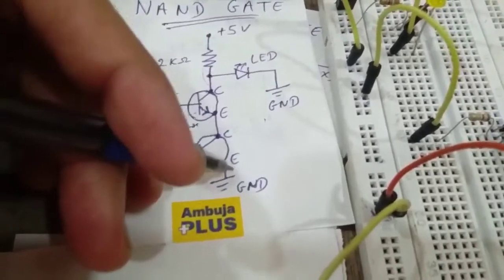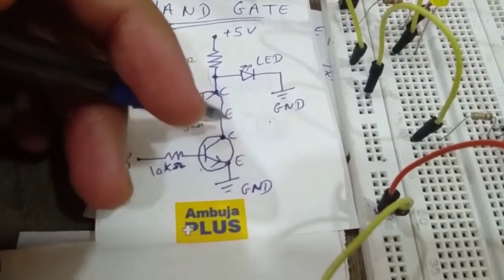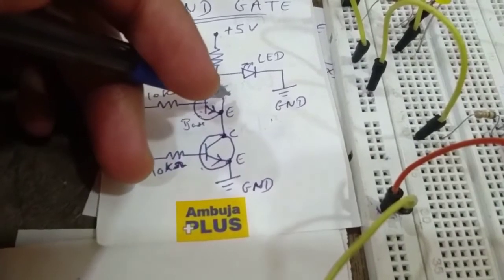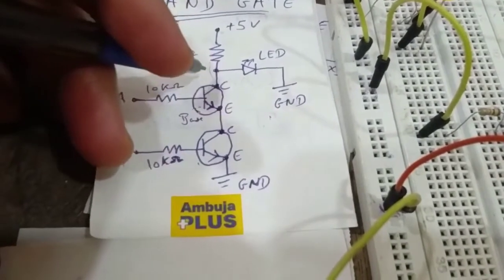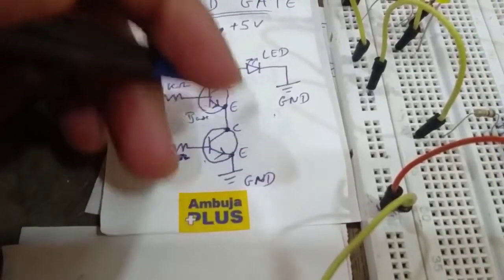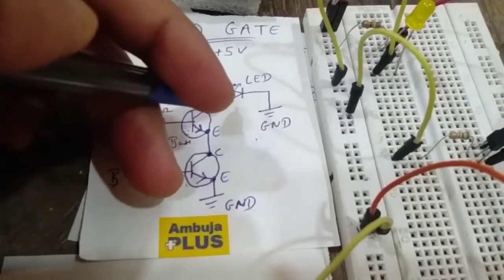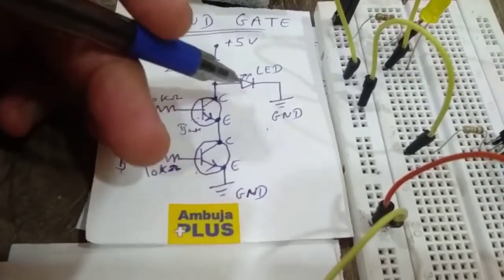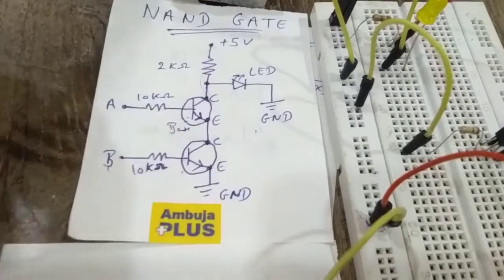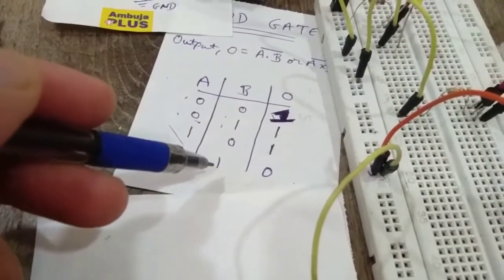Since ground makes this emitter 0, this collector is also 0, and this emitter and this collector are 0, and till this output terminal we can say there is 0 potential difference, and hence this makes the output LED receive a low input, hence the LED is 0. So according to this truth table also, when inputs A and B are high, the output should be 0.